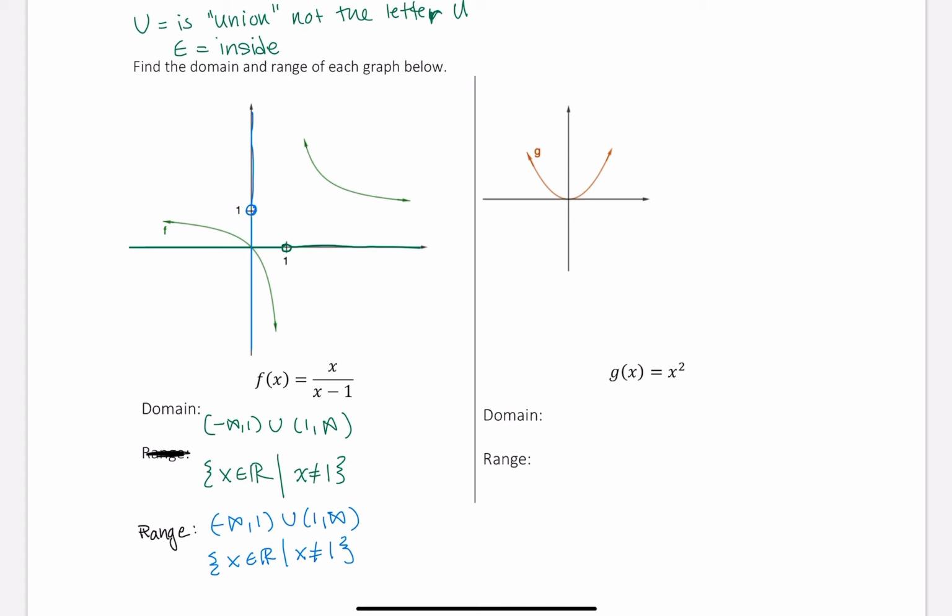Now let's go ahead and look at this one for our domain. And now I'm not going to highlight it anymore. We push everything down towards the x-axis, which means it would color the entire x-axis. So our domain is negative infinity to infinity. You can also say all real numbers. You can also say R.